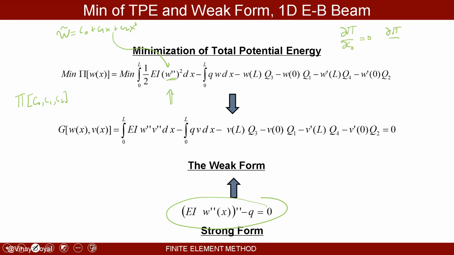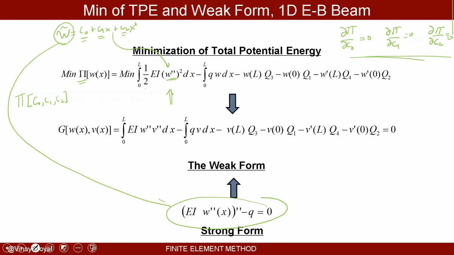Derivative of pi with respect to C1 equals 0, and derivative of pi with respect to C2 equals 0. This will give me an algebraic system of equations, which allows me to find C naught, C1, and C2. And guess what? This W is the one that does the best job at minimizing pi, but it's also the one that does the best job of solving that equation approximately.